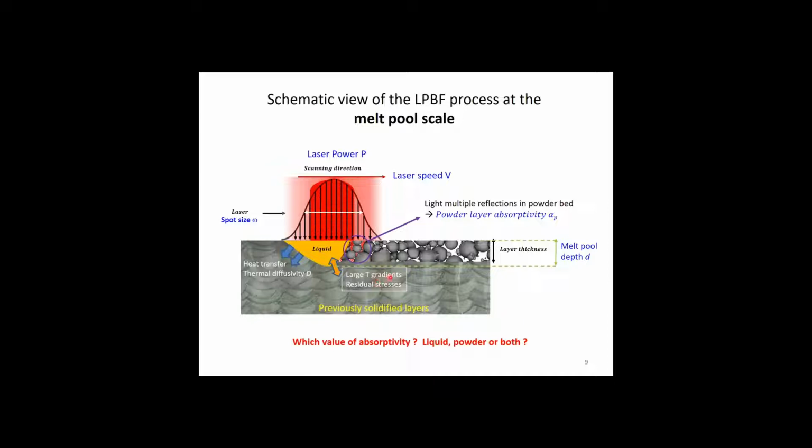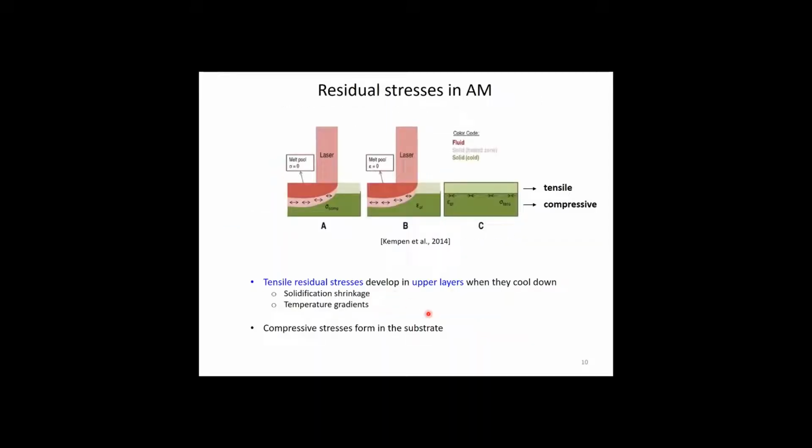Also, we have large temperature gradients here because the zone is quite small, and so very large cooling rates and residual stresses. As you know, these residual stresses come from solidification shrinkage and combined with the large temperature gradients that also have an influence in the solid state when we keep cooling down. So typically you have tensile zones here near the top surface and compressive zones when you go away from the external surface.